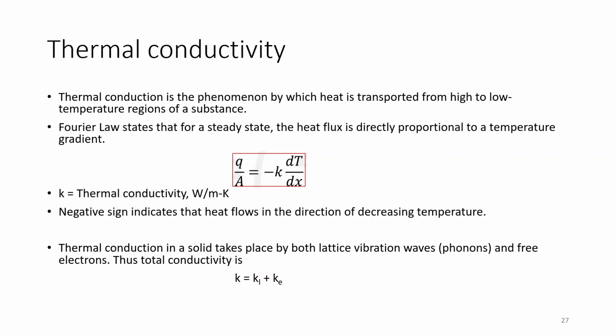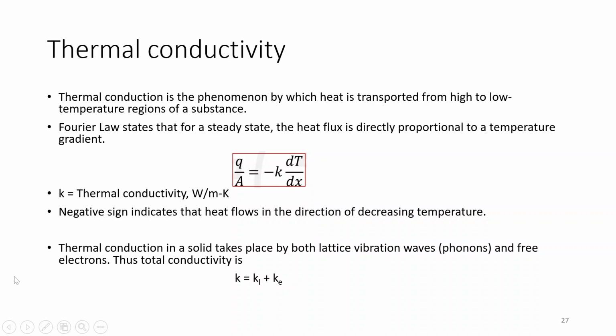Next is thermal conductivity. Thermal conduction is the phenomenon by which heat is transported from high to low temperature regions of a substance. The Fourier law states that for a steady state, the heat flux is directly proportional to the temperature gradient. So Q upon A is equal to minus k times dT upon dx. Here small k is the thermal conductivity, which is in watts per meter Kelvin. The negative sign indicates that heat flows in the direction of decreasing temperature.